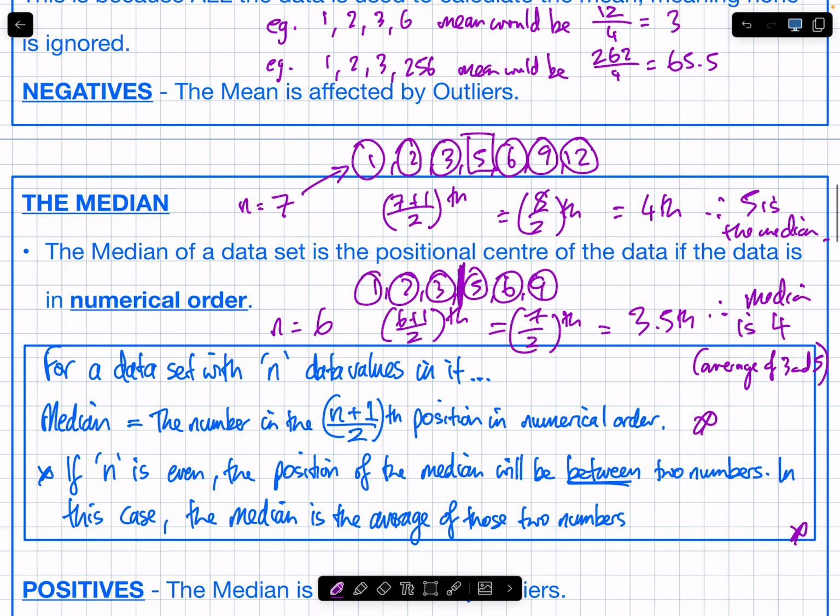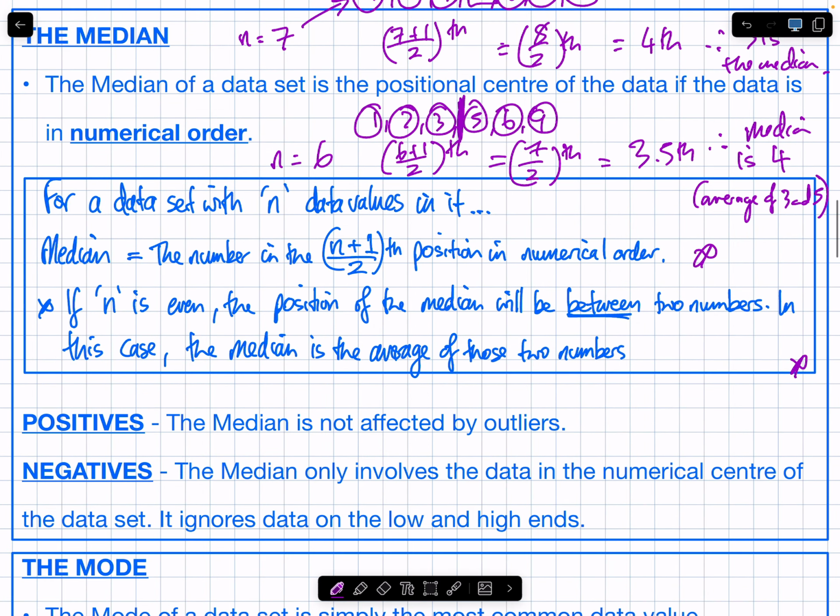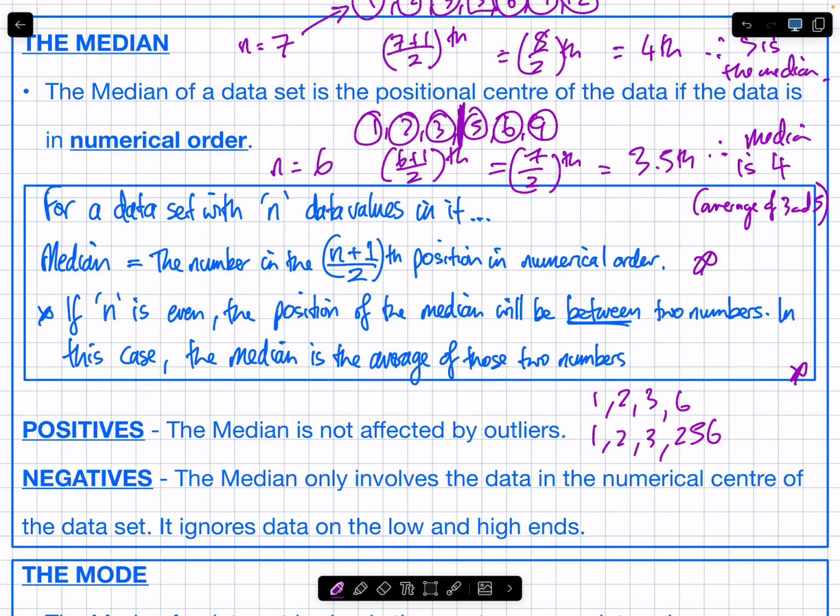So I'm going to do this again. 1, 2, 3, 6, and 1, 2, 3, 256. Those numbers that our student over there gave us. How many numbers are there? 4. The median is going to be in the 2.5th position, which is between 2 and 3. So what's the median going to be here? 2.5. Is there an outlier in this data? Is 256 an outlier? What's the median still going to be? Still exactly 2.5. So was the median affected in any way by that outlier? That's why the median is useful. Because if you have a bunch of data that's mostly together and you have one giant number that's going to stuff everything up, people will tend to use the median.